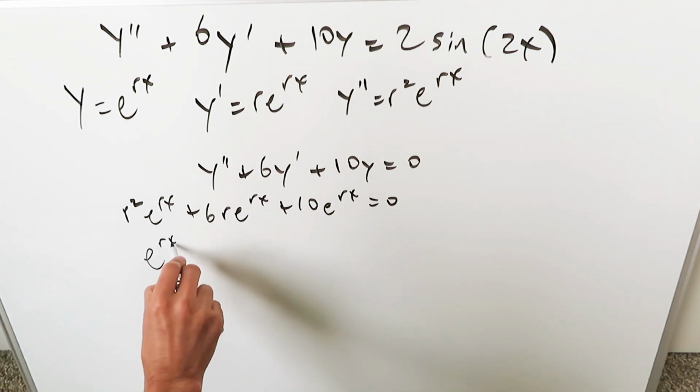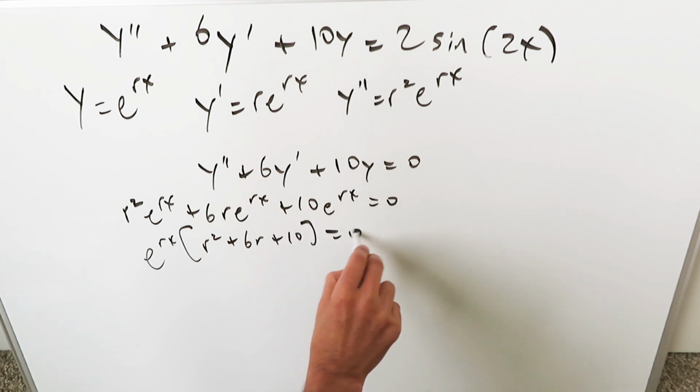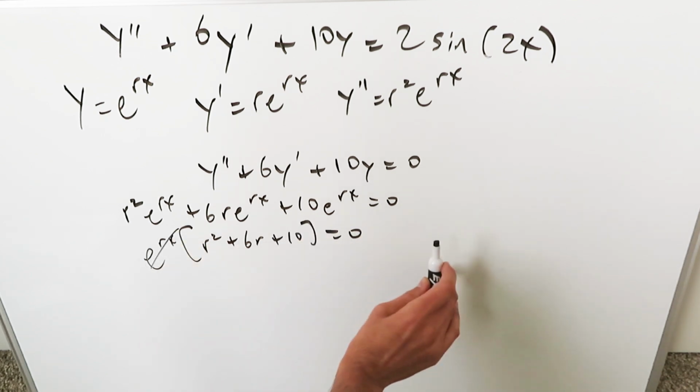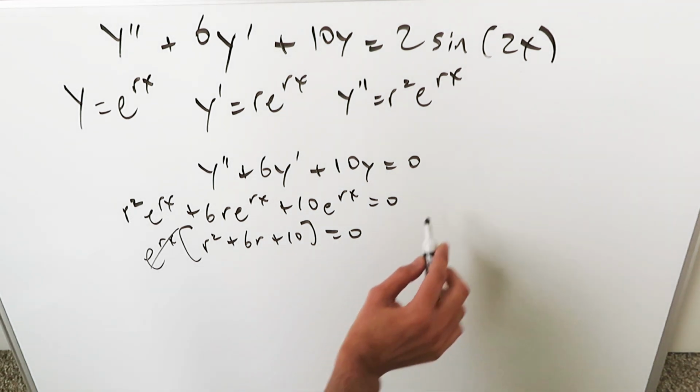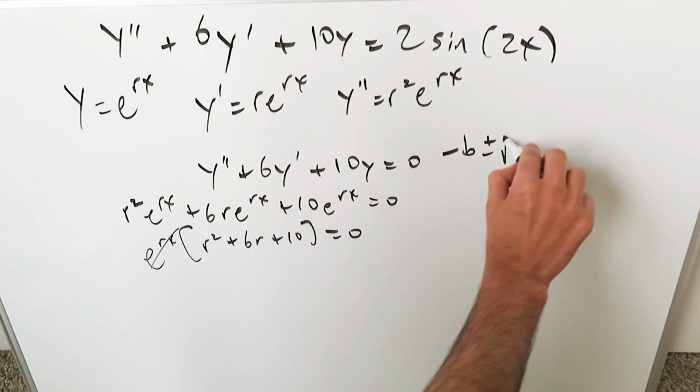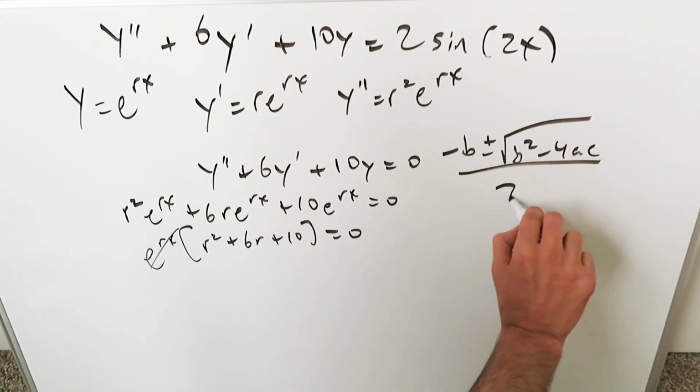You can isolate e to the rx. You have r squared plus 6r plus 10 is equal to 0. You can take this to the other side, it'll zero out. But here you're looking at something which cannot be factored. You have to use your quadratic formula. With a, b, and c, it's minus b plus or minus the square root of b squared minus 4ac over 2a. You have to use that.